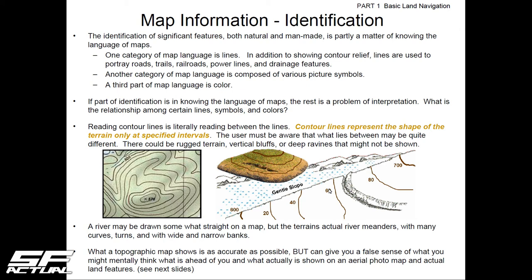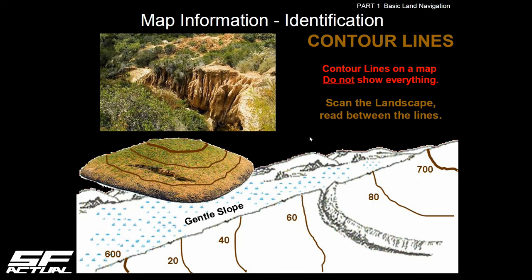So just looking at this, we can see gentle slopes versus really steep slopes. This peak right here, so this is 500. We know that that peak is 576 feet or meters from that 500, depending on what the contour line breakdown is, but this should be in feet. A river may be drawn somewhat straight on a map, but the terrain's actual river meanders with curves and turns and wide and narrow banks. A topographical map shows it as accurately as possible, but it can give you a false sense of what you might mentally think is ahead of you versus what is actually shown on an aerial photo or map. And sometimes they can be a little bit wrong. Contour lines on a map do not show everything, so just be mindful of that. Right here, we would be walking this contour line and not necessarily know about this, which they're trying to indicate here, but there could be issues that you might need to think of.